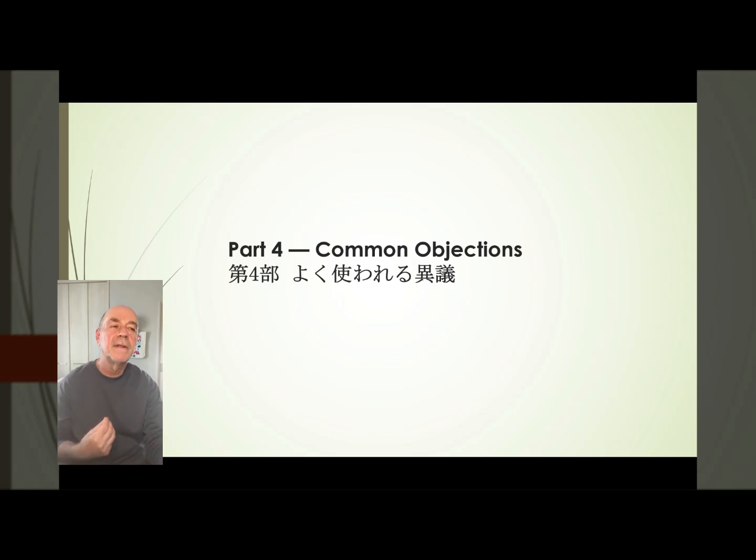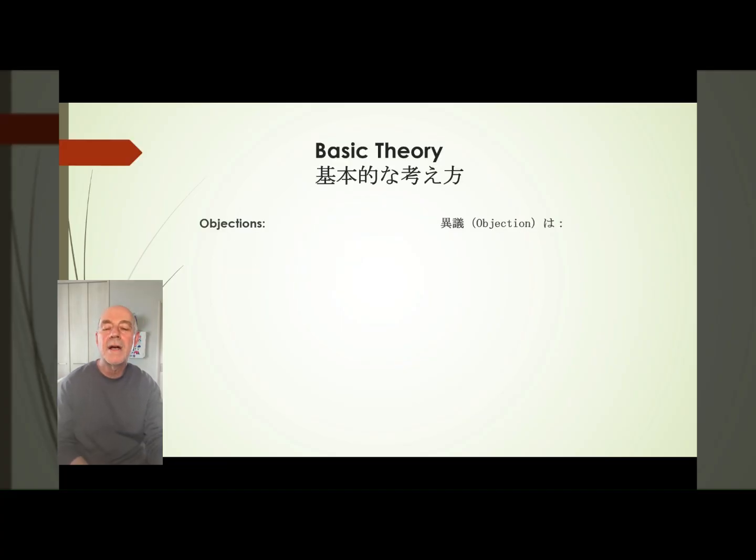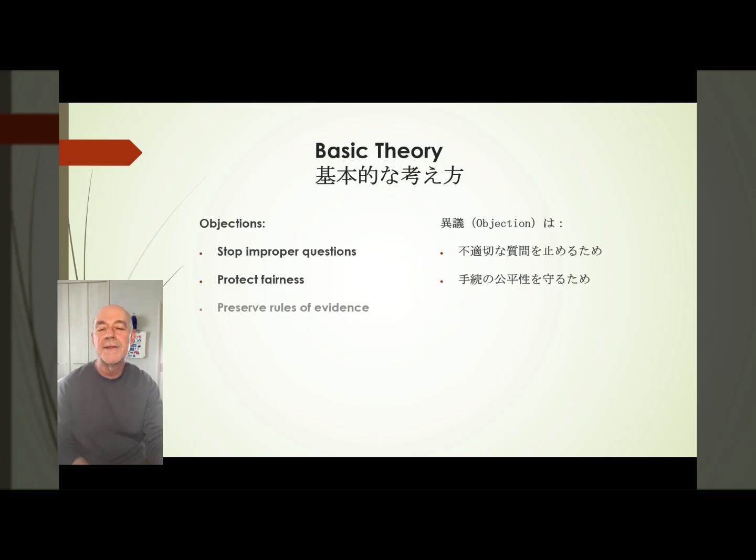Now, let's just very quickly talk about common objections. Different legal systems have different objections, but these are very common among almost all legal systems. The point of objections is to stop improper questions, questions that are incorrect. You're trying to protect the fairness of the trial and also preserve whatever rules of evidence you might have. So those are the reasons for objections. Let's talk about a few common objections.